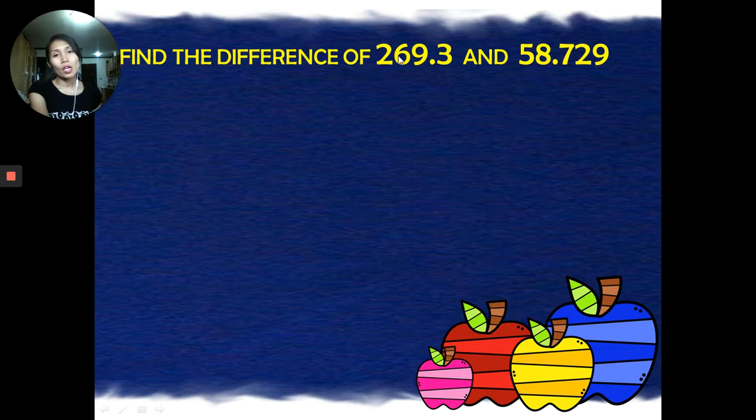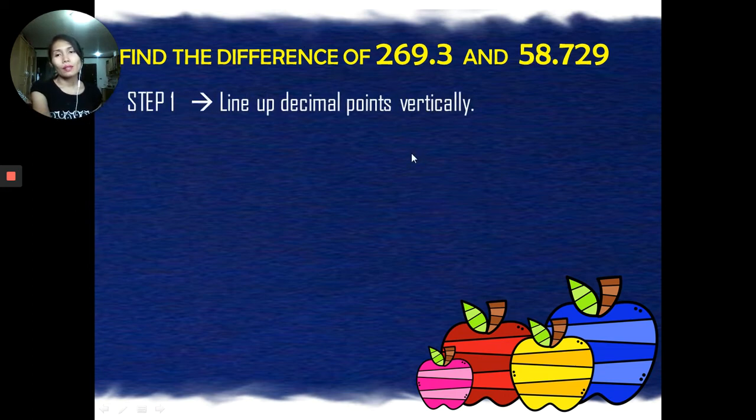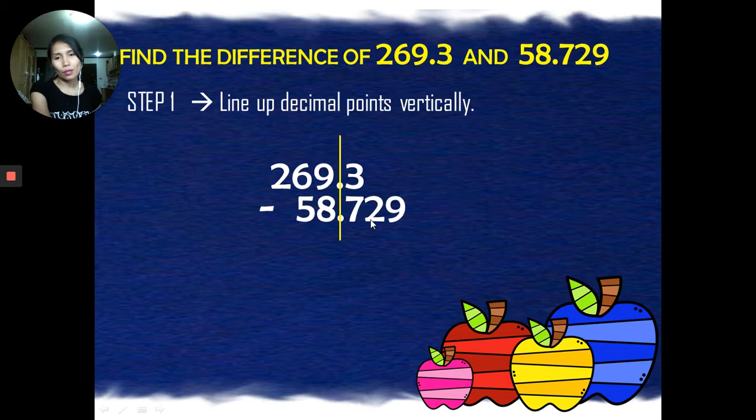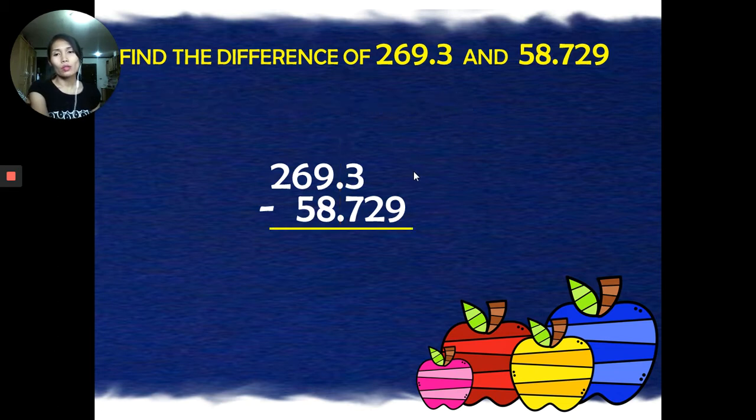So we have here 2 data. So step 1, line up the decimal points vertically. So here's the first given number and the second given number. Okay, never mind the digits, even if they're not aligned, as long as the decimal points are aligned. That's the most important.